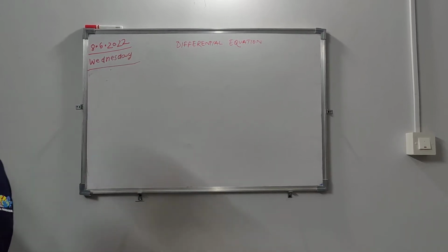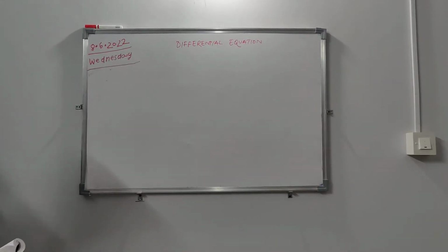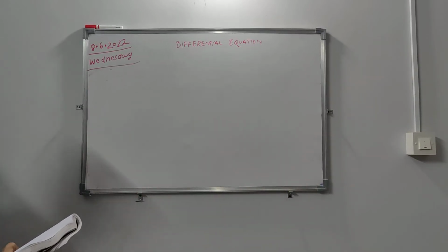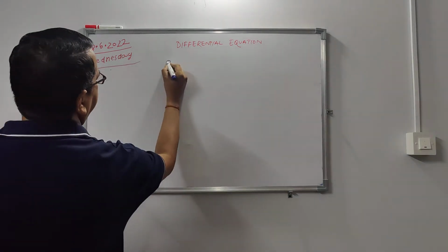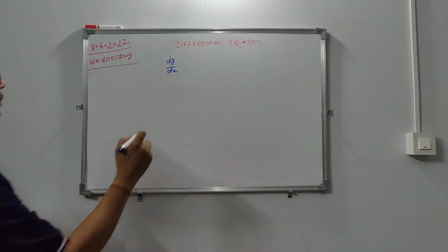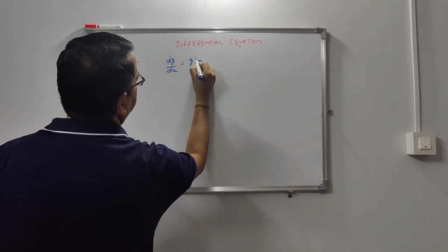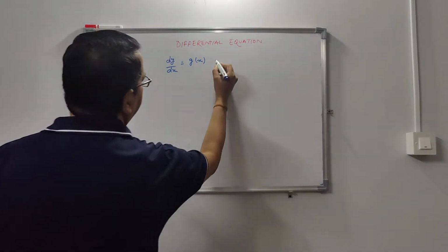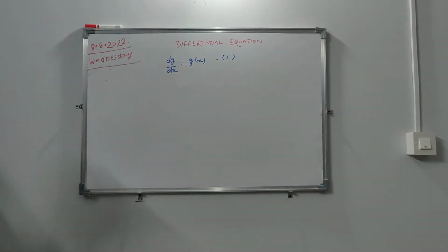So with a background on differentiation, we will now do differential equations. Let me write an equation of the form dy by dx is equal to g(x), where g(x) is nothing but a function of x. Let us call this equation 1. An equation of this form is known as a differential equation.